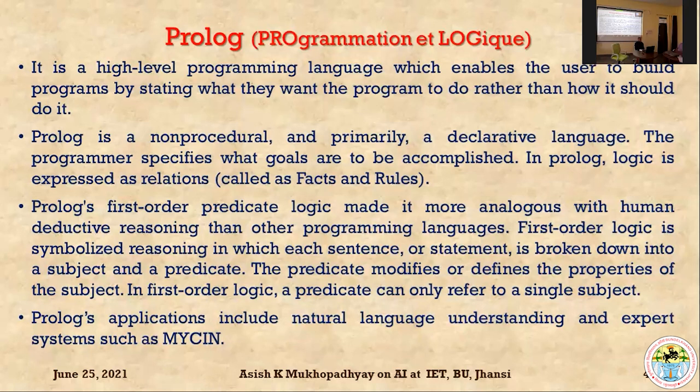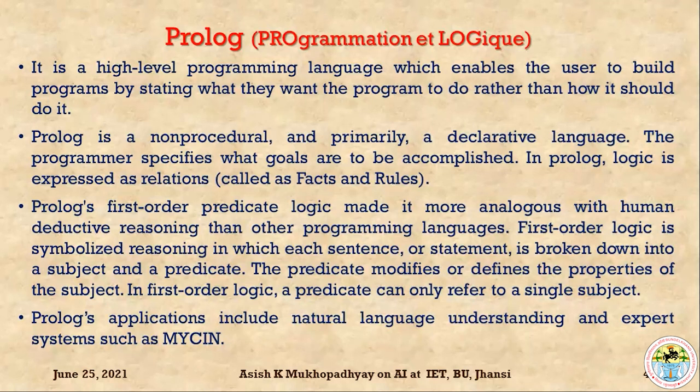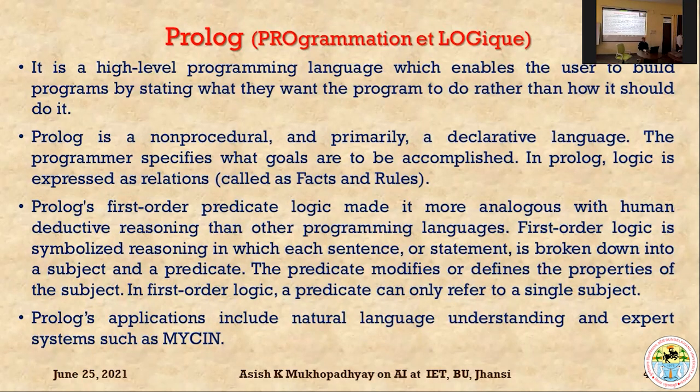Overall, first order predicate logic language is more analogous to human deductive reasoning than other programming languages. First order logic is symbolized reasoning, in which each sentence or statement is broken down into a subject and a predicate. The predicate modifies or defines the properties of the subject. In first order logic, a predicate can only refer to a single subject. Prolog applications include natural language understanding and expert systems like MYCIN.